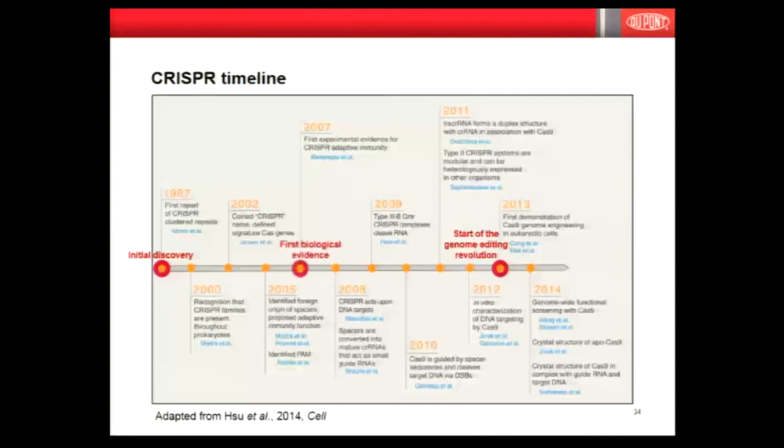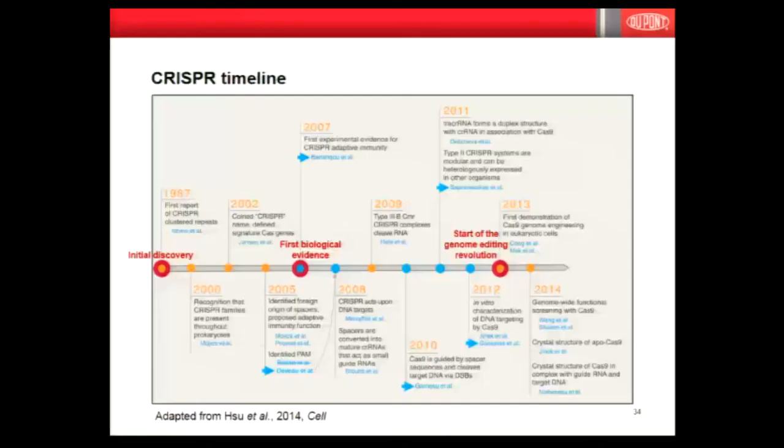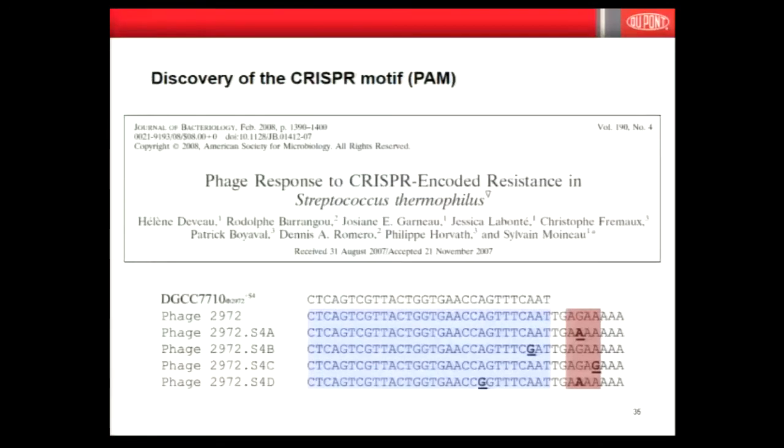And also this article triggered a lot of contacts and collaborations. So now we are here, 2007, the first biological evidence. And what is interesting is that in the following years, scientists at Danisco and later DuPont were involved in many of the important discoveries about CRISPR-Cas systems. It's all those blue dots here. So in 2008, for instance, we showed the existence of the PAM. So PAM means protospacer adjacent motif.